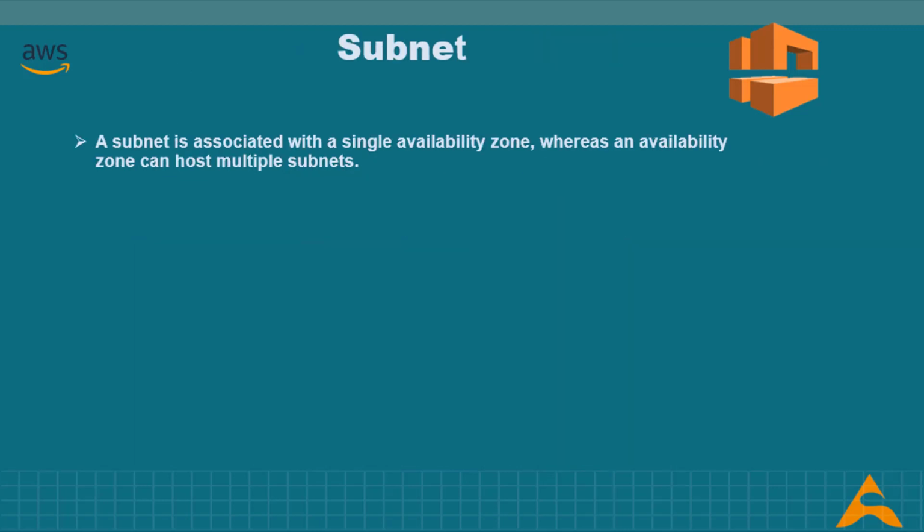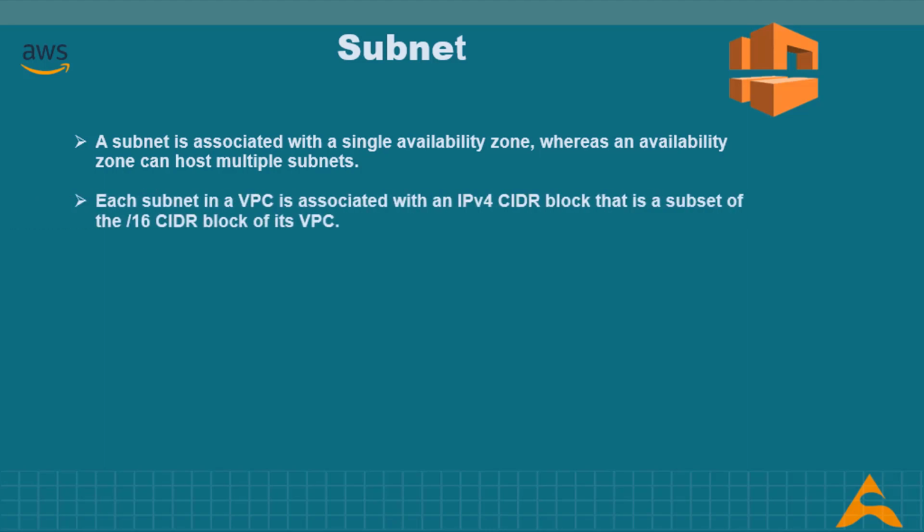Next important core component is the subnet. See, a subnet is always associated with a single availability zone, but an availability zone can host multiple subnets. Each subnet in a VPC is associated with an IPv4 CIDR block that is a subset of the /16 CIDR block of its VPC.